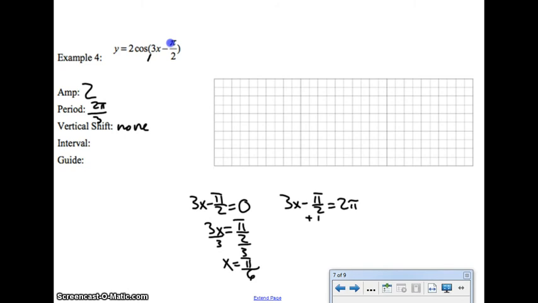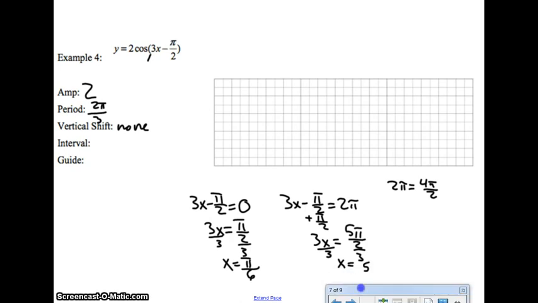Here, when I add pi over 2, so 2 pi is the same as 4 pi over 2, and I would have to have a common denominator if I'm going to add those 2 fractions. So 4 pi over 2 plus pi over 2 would be 5 pi over 2. And then when we divide by 3, we get x equals 5 pi over 6. So my interval is pi over 6 to 5 pi over 6. So that's going to be my starting and my stopping location.